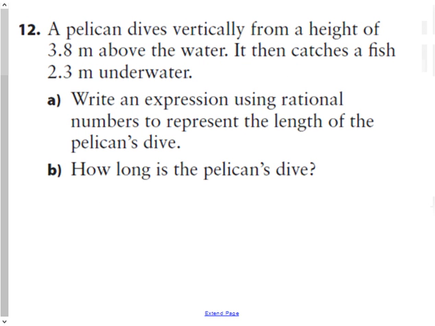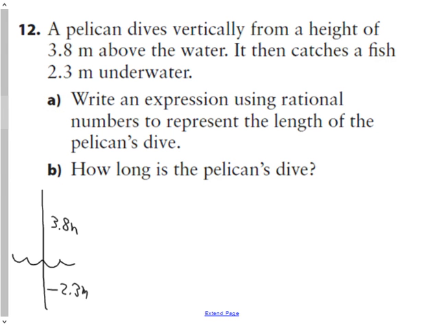Okay. Question 12. A pelican dives vertically from a height of 3.8 meters above water. Then it catches a fish 2.3 meters underwater. So if I was first doing this one, I would draw a picture, and the vertical distance is 3.8 meters. The fish is 2.3 meters underwater. So the picture will help me get an understanding of what's going on here, just like the number line was in the last question.